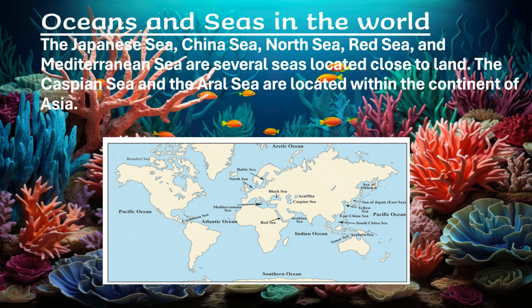Now, there's a lot of oceans and seas, and some of us, we don't even know some. So, let's learn about some seawater. The Japanese Sea, China Sea, North Sea, Red Sea, and the Mediterranean Sea are several seas located close to land. The Caspian Sea and the Aral Sea are located within the continent of Asia.